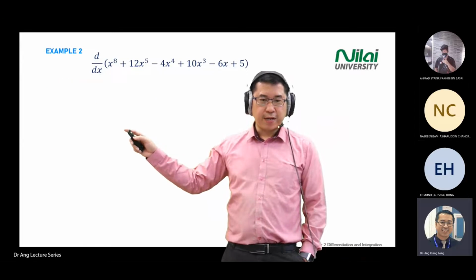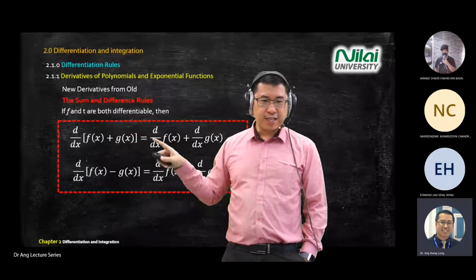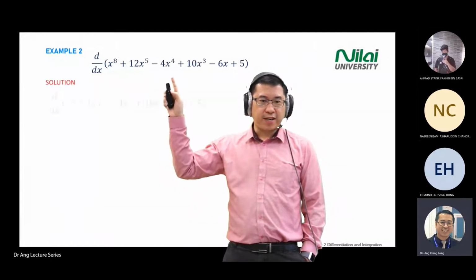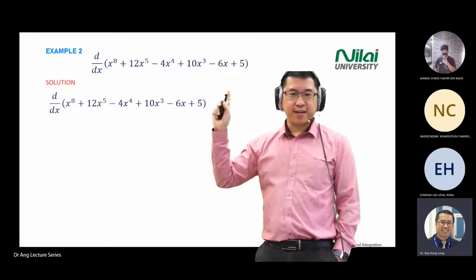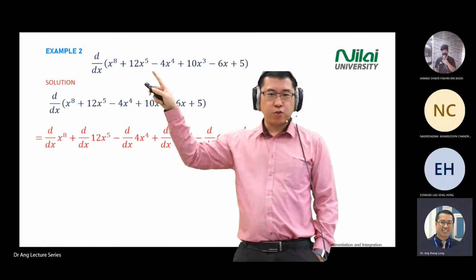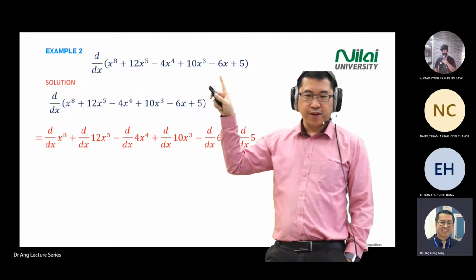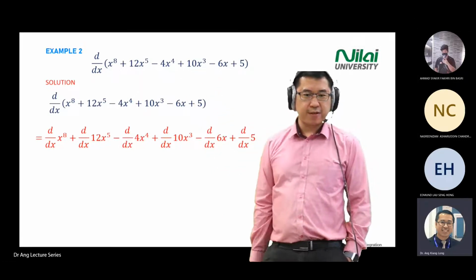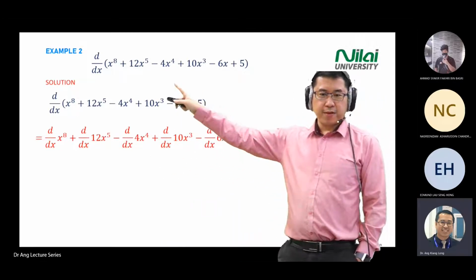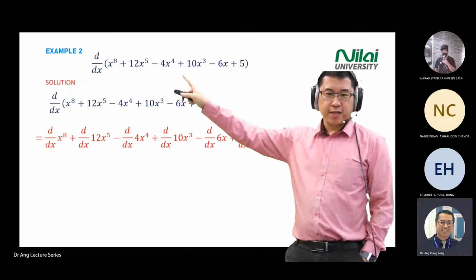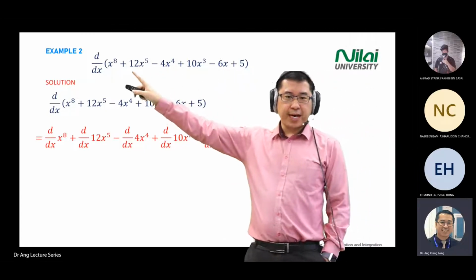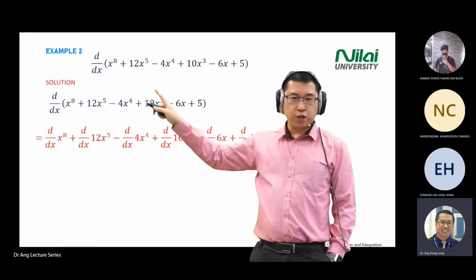Actually, by using these two rules, you can differentiate one by one. Don't be scared by this bracket. You can break them into 1, 2, 3, 4, 5, 6 steps, as you can see in the red color steps here. It looks very complex, but actually when you have plus and minus inside the equation, you can break them into individual calculations.